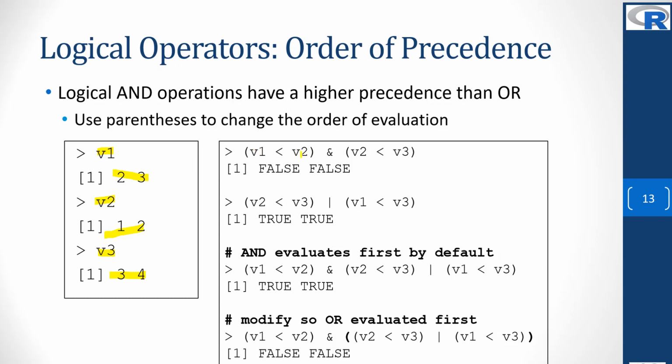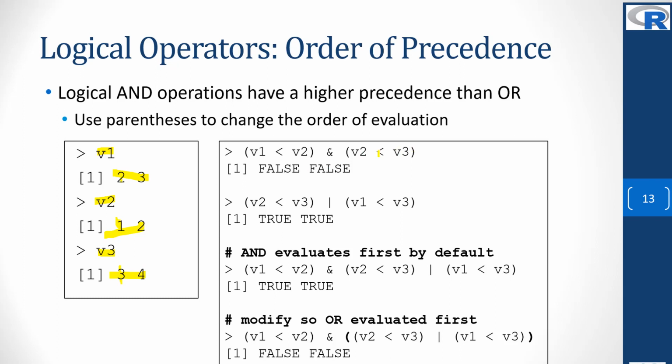This is the element-wise operation. So v1 less than v2. That's asking the question, is 2 less than 1? That's false. And then asking the question, is 3 less than 2, which is also false. So we're going to have a false result from this operation, and then we're doing the element-wise, or the long logical AND with v2 less than v3. So v2 has 1 and 2, and v3 has 3 and 4. 1 is less than 3, and 2 is less than 4.